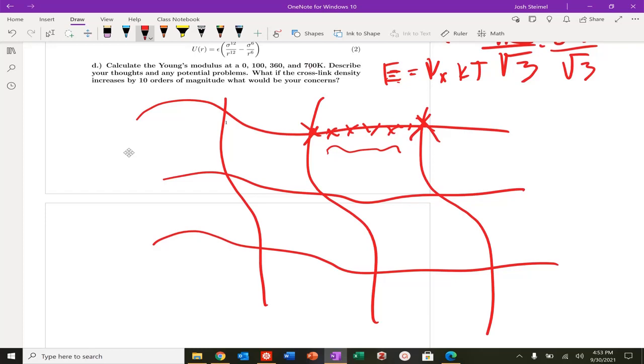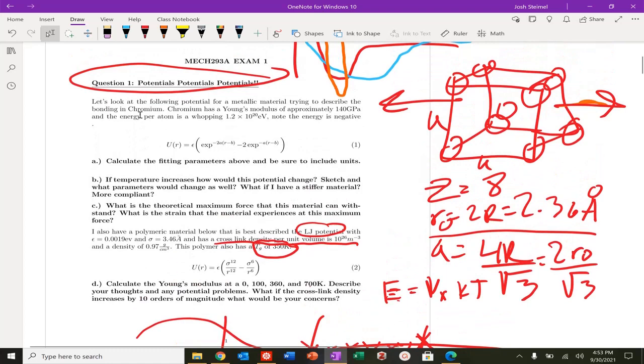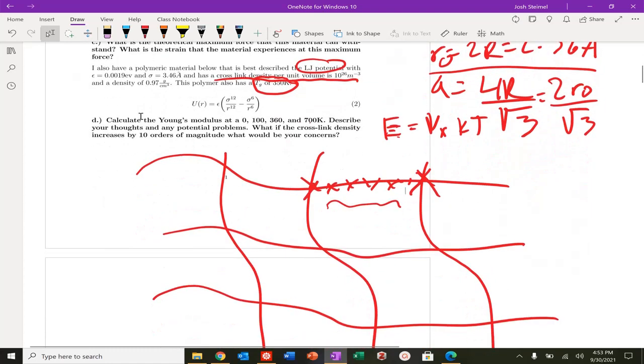Basically, it's not going to behave Gaussian anymore. So our whole derivation is going to break down, and that's that. So I would be concerned if this is really valid at that point. It'd probably be more like an elastic material.